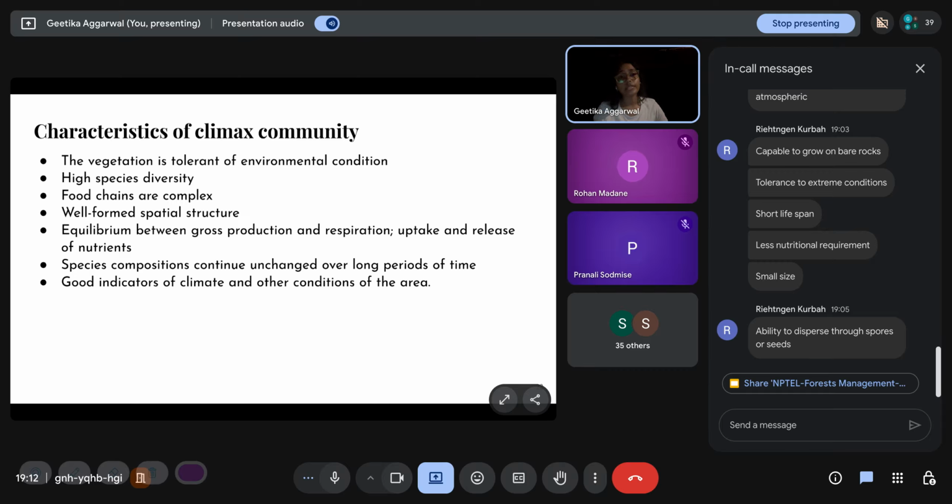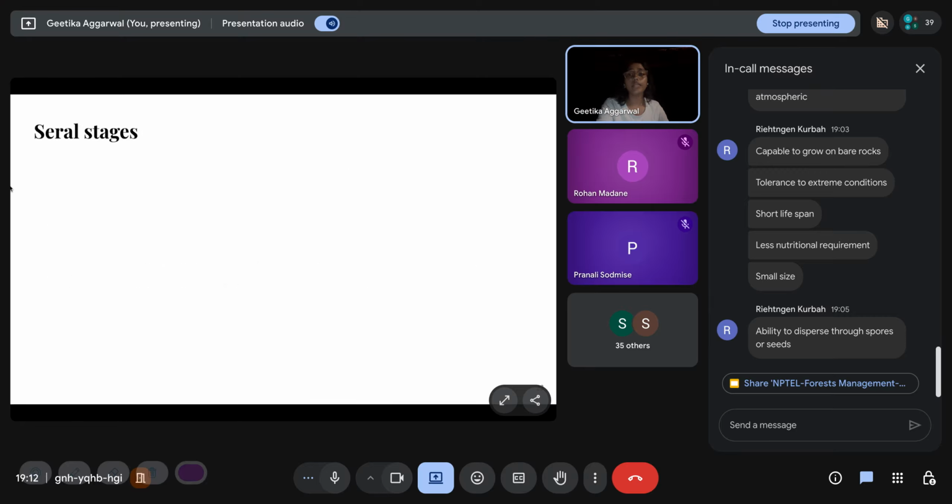Is it because of increased temperature? Is it because of increased amount of rainfall, even more frequent flooding, things like that? So they are very good indicators of how climate might be affecting that area, right?